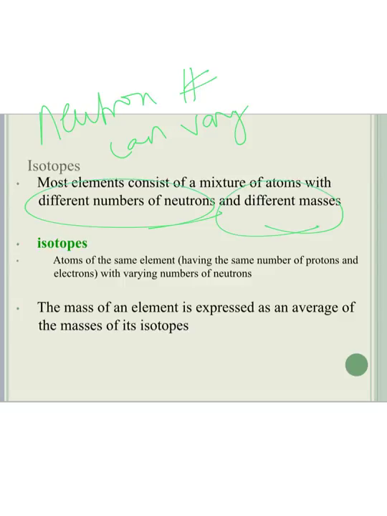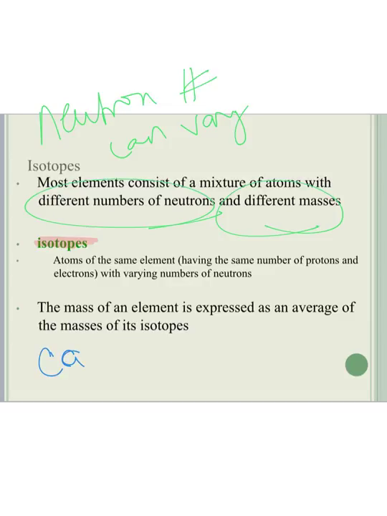So the definition then of an isotope is atoms of the same element having the same number of protons and electrons but with different numbers of neutrons. So the mass is always sort of an average of these isotopes. So we always know, let's take carbon for example.